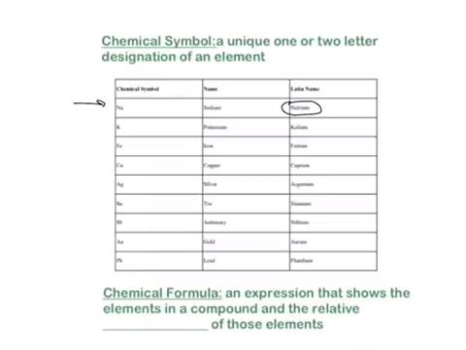When we write a chemical formula, we use chemical symbols. It's a shorthand, helps speed things up, I guess, a little bit. And so a chemical formula is an expression that shows the elements in a compound and the relative proportion of those elements.